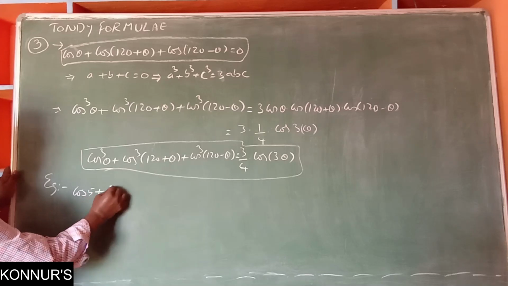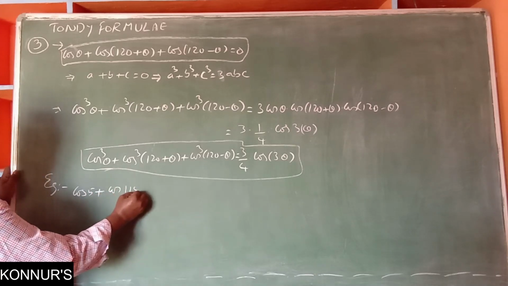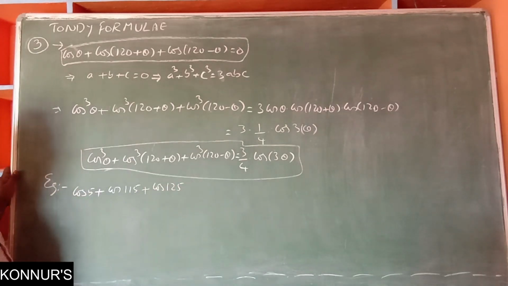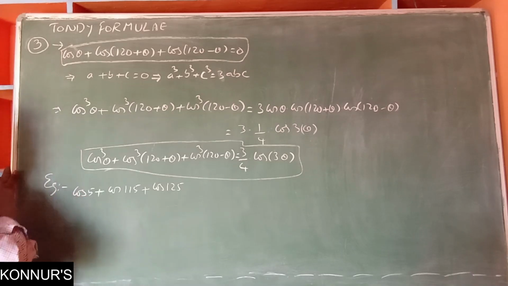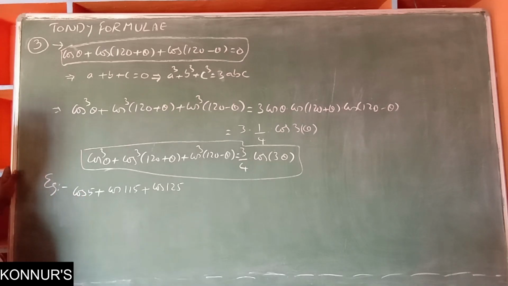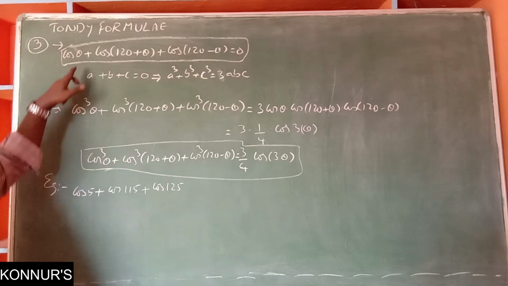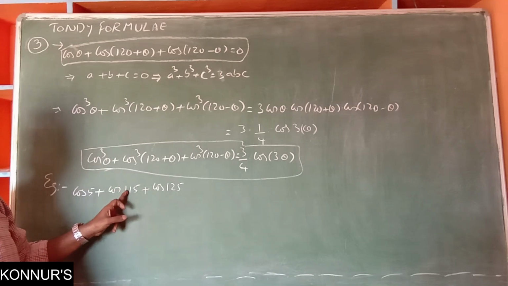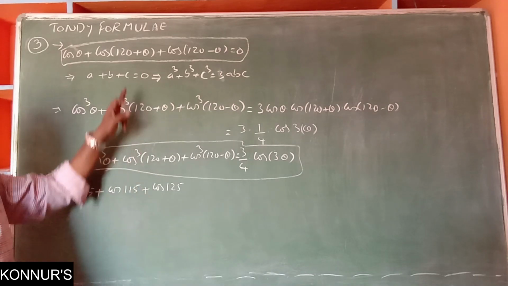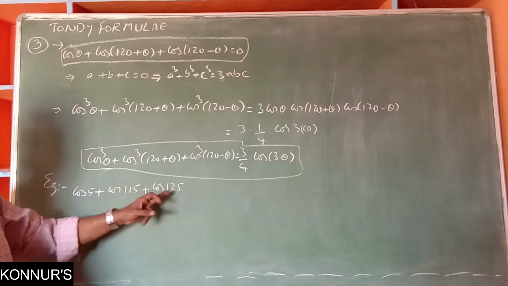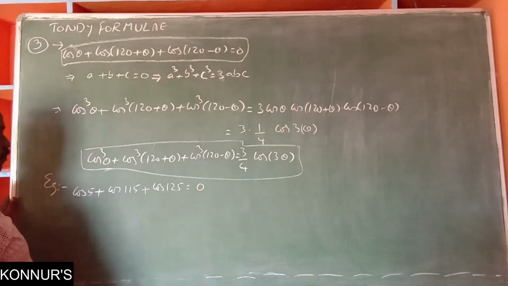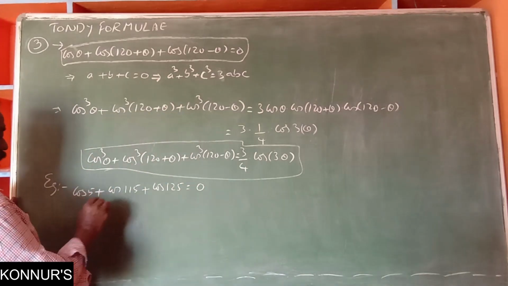Cos 5 plus cos 115 plus cos 125. You see, this is a problem given in the JEE Mains, CAT, and some other exams. It is in the form of this one. Theta is 5 degrees. 120 minus theta is 120 minus 5, which is 115. 120 plus theta is 120 plus 5, which is 125. Now this is 0 by using that formula. Okay now?